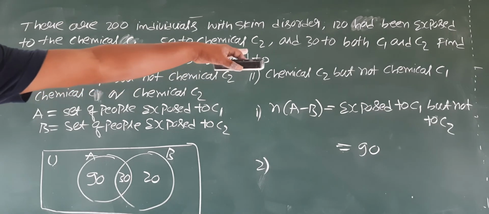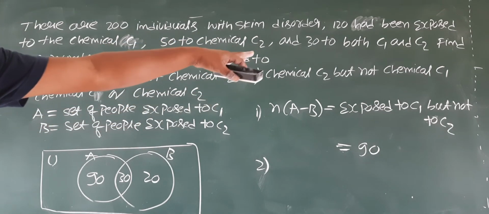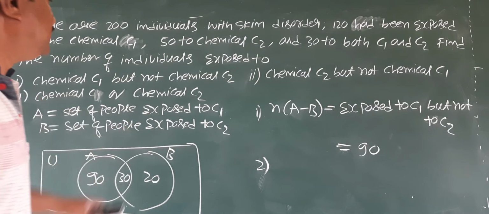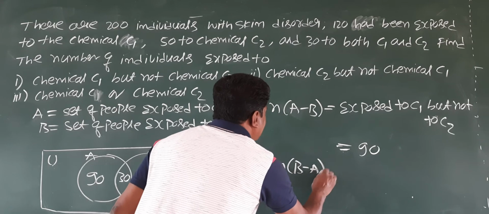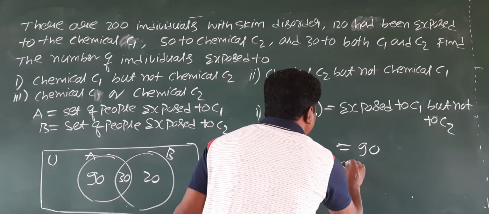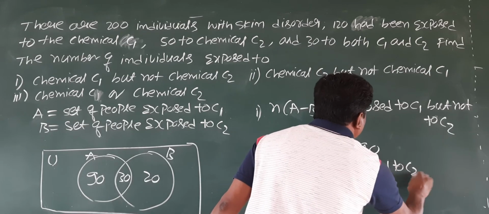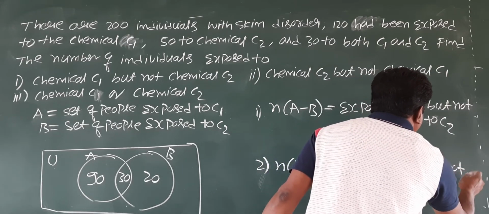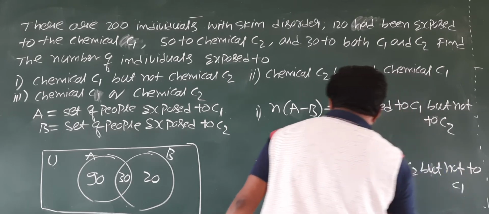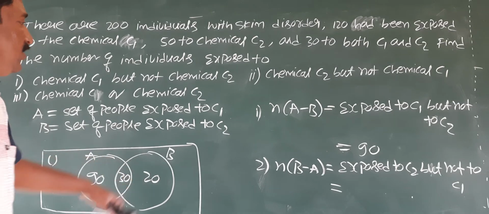Chemical C2 but not C1. That is, B minus A is required. So the number of elements in B minus A, exposed to C2 but not to C1. So write B minus A. Now tell me the total number of elements of B minus A.